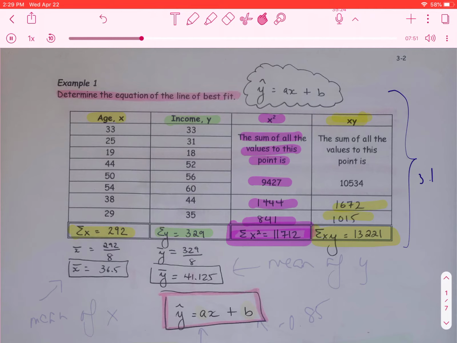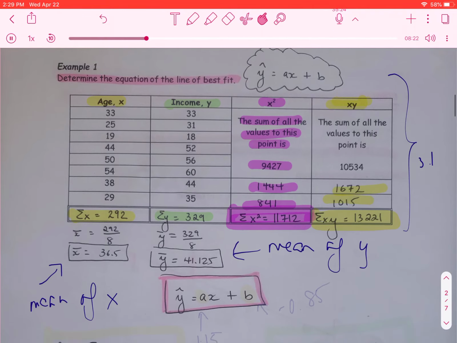Now what we're going to do in addition to that is find x bar, which is your mean of x. And then we're going to find y bar, which is your mean of y. So we will add up all our x values, divide by 8 because there are 8 values. Add up all our y's, divide by 8 because there are 8 values as well. So you'll notice x bar is equal to 36.5, y bar is equal to 41.125.